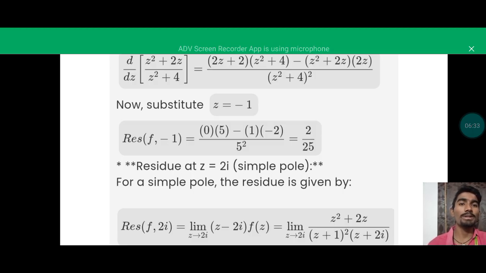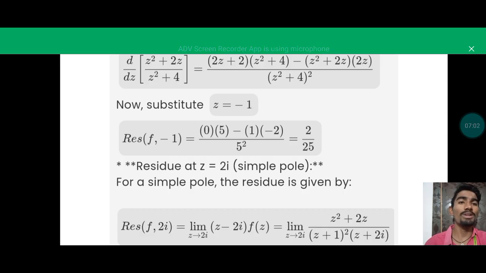This equation is d by dz of (z square plus 2z) by (z square plus 4), which is the u by v rule. The u by v rule formula is (v u dash minus u v dash) by v square. Now substitute z equals minus 1. Firstly we will differentiate this equation.